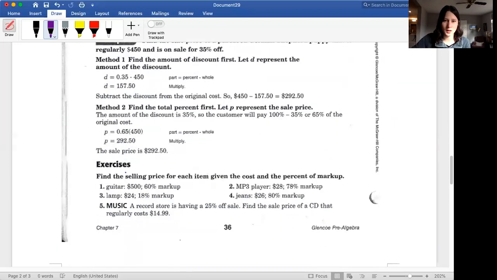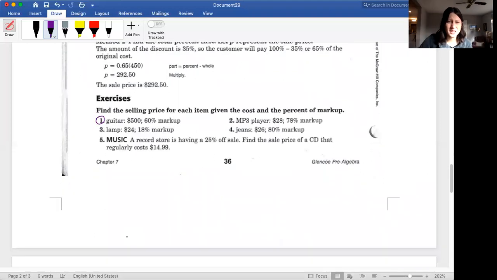So let's do a few examples. First of all, let's find the selling price for these items. So number one, you've got a guitar, it's $500, and we want to find how much the selling price would be when it is a 60% markup. So I'm just going to do it down here. Number one, basically we can either do 1.6, so changing this into 100 plus 60, so 160%, and then turning that into a decimal, 1.6 times 500 to get the final price.